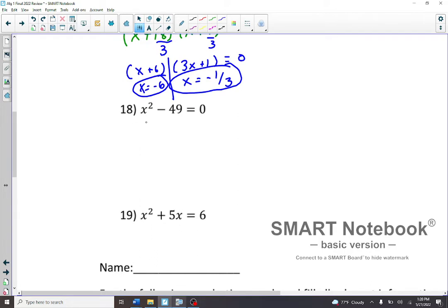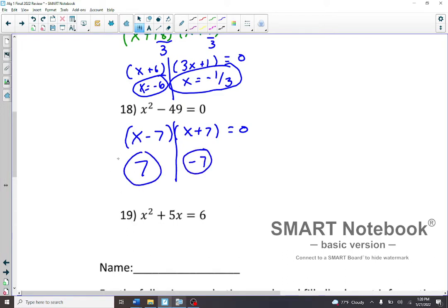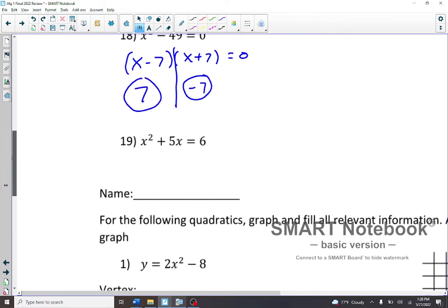This one, x squared is negative 49. So things that multiply to negative 49 that add to 0. So x minus 7, x plus 7 equals 0. Split and solve. So your answer is 7 and negative 7. X equals 7 and x equals negative 7.